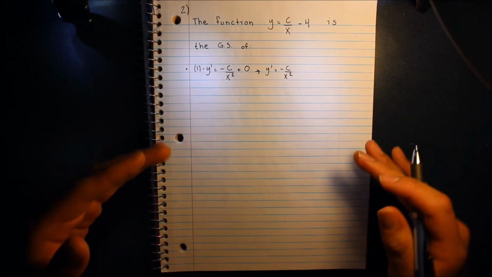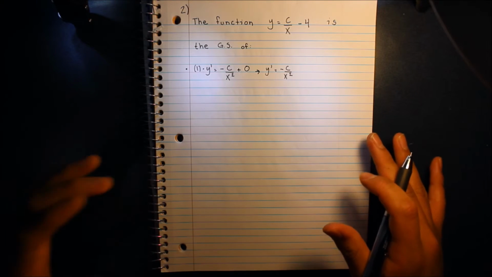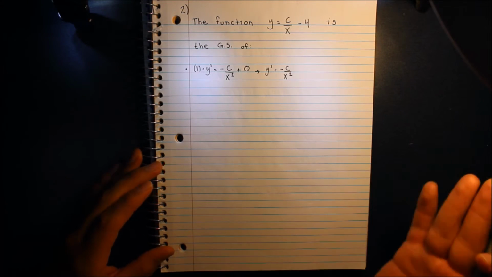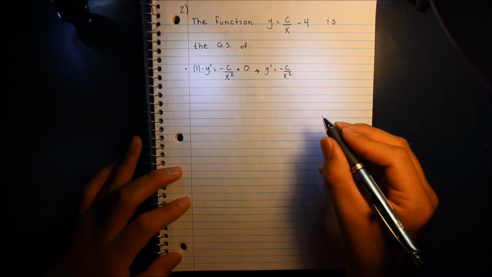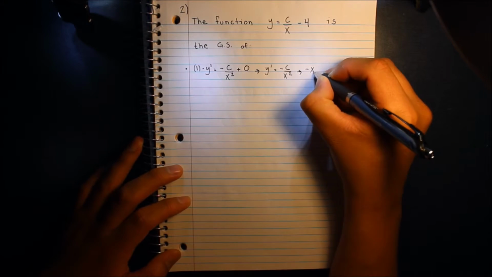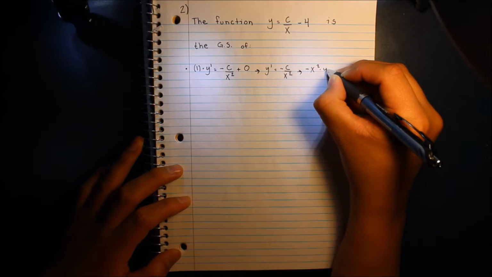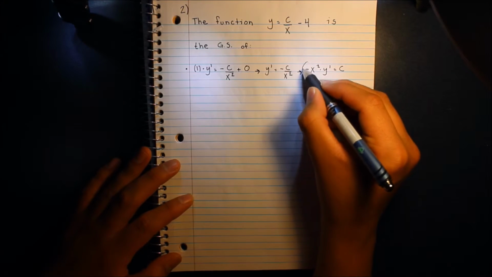And what we said last time was that at this point now, once we're done simplifying as much as we can, we want to solve for that c. We want to get c by itself. So let's multiply everything by a negative x squared. So then we get negative x squared times y prime equals c. And boom, that's exactly what we're looking for.